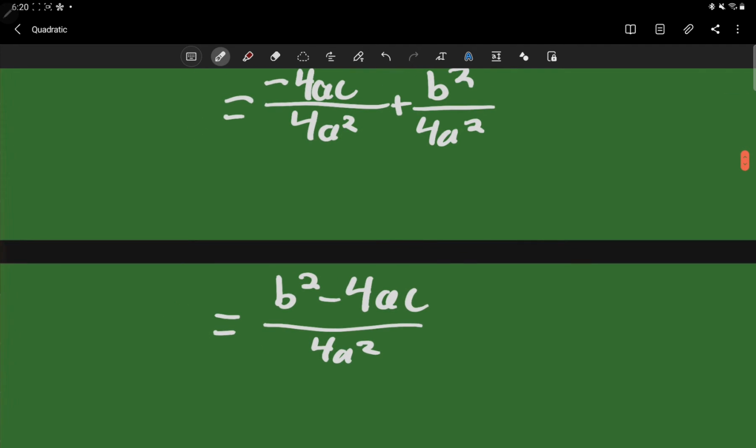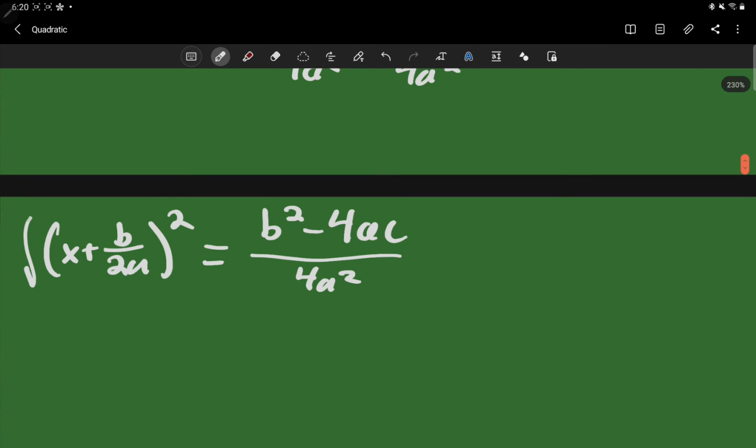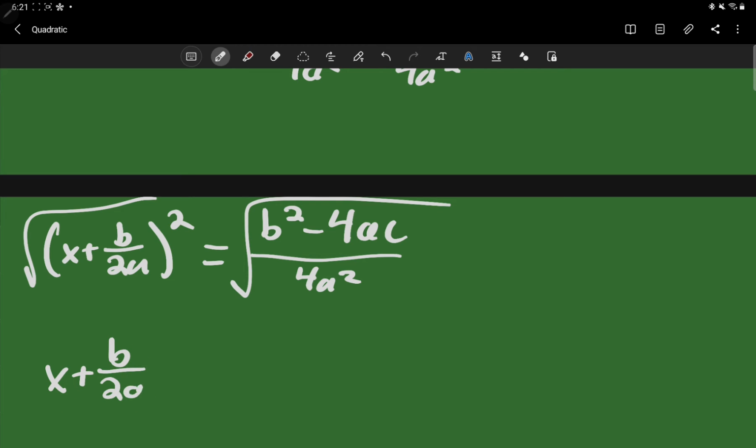So now we're going to rewrite our left side here, which was x plus b over 2a all squared. And then we're going to take the square root of both sides. So what we're left with on the left is x plus b over 2a. When you square something and take the square root, they just cancel each other. So that's why it's helpful to complete the square, because it gets just the single x that we have to deal with.